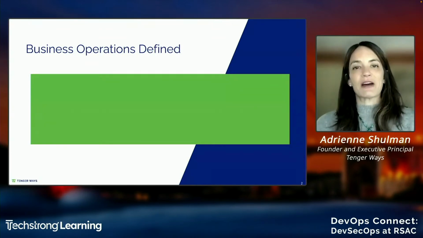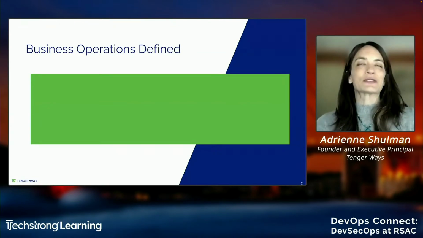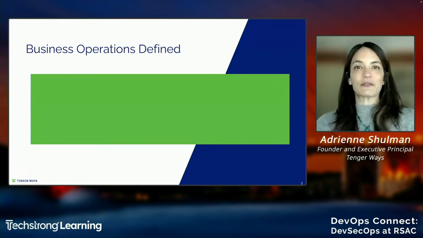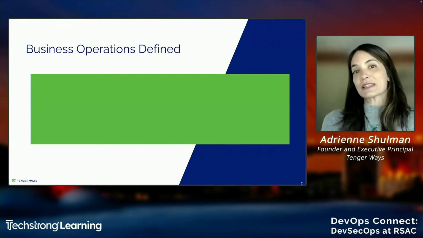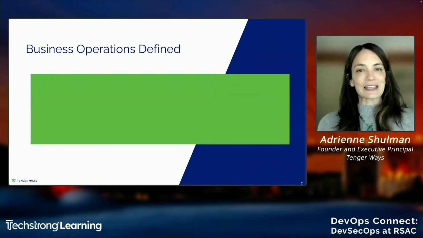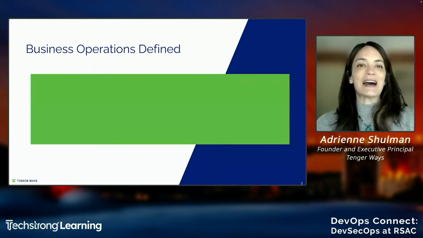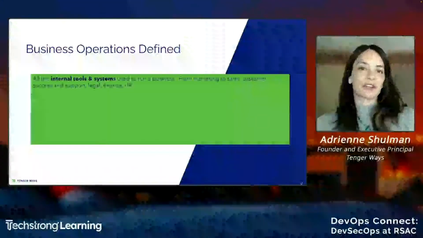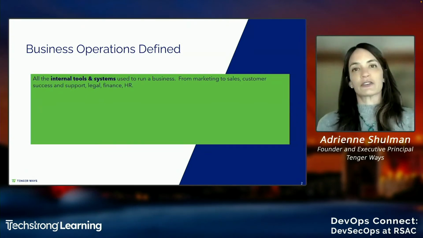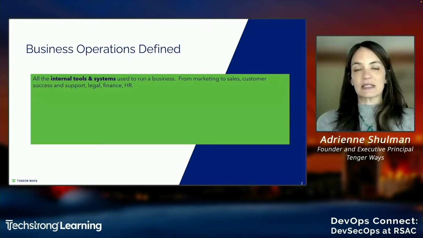So because this is a DevOps event, I'm assuming everybody here is familiar with DevOps. I'm also assuming that when you talk about DevOps, you're thinking about it from the perspective of software development and engineering. But because I'm talking about DevOps for business operations, I want to define what I mean by business operations, which is a very generic term. So at least for the next 20 minutes as we're together, when I say business operations, what I'm referring to are really all of the internal tools and systems that your organization or company is using to run your business.